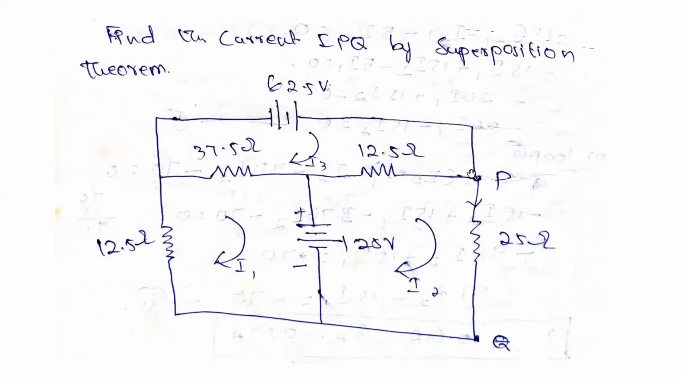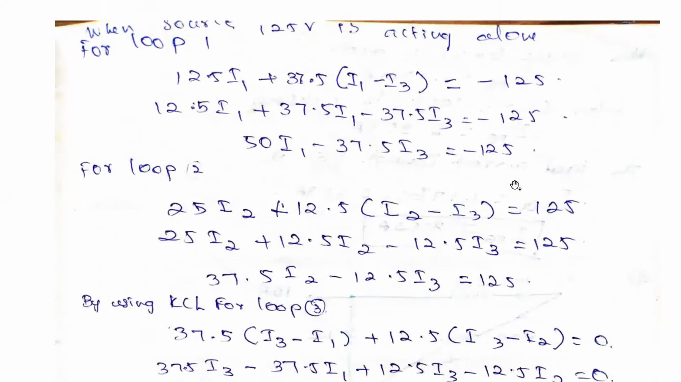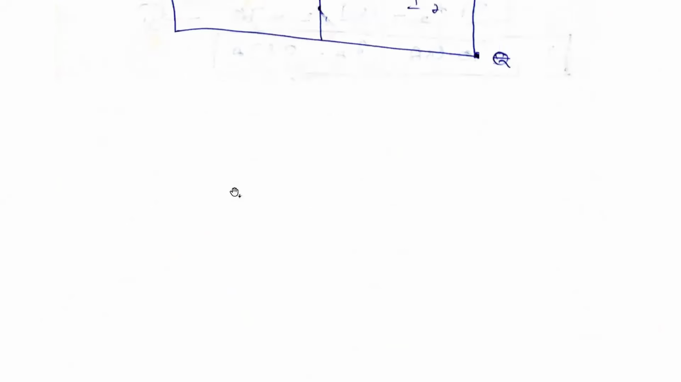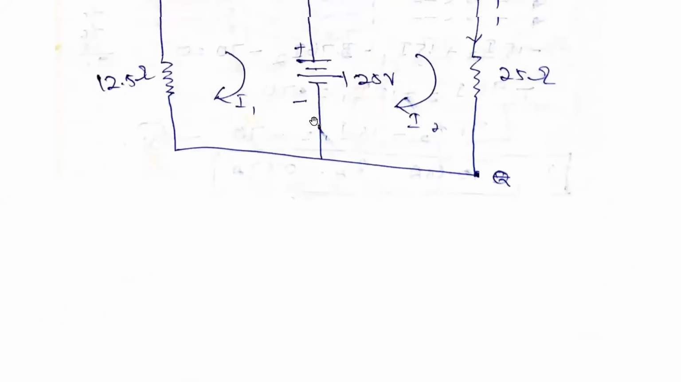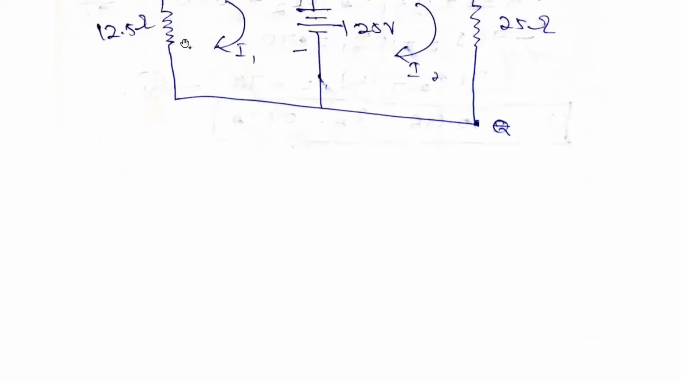We need to find the current across this 25 ohms, that is, the current PQ. How to find it? By using mesh analysis or loop analysis. In loop one, if you start from this side, it is 12.5 into I1 plus 37.5, here it is 37.5, into I1 minus I3, with the current flowing in this direction.